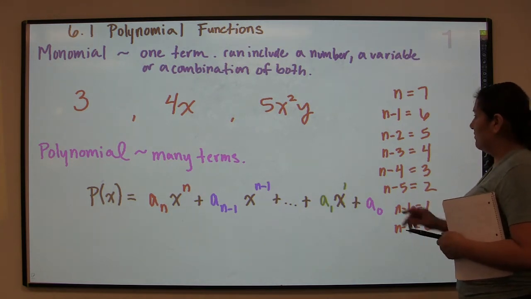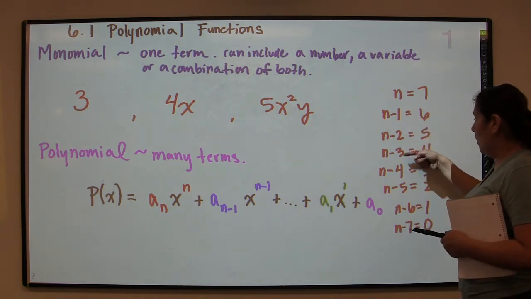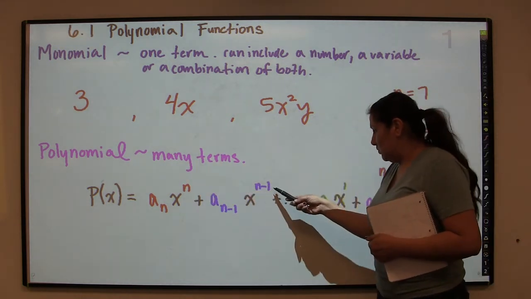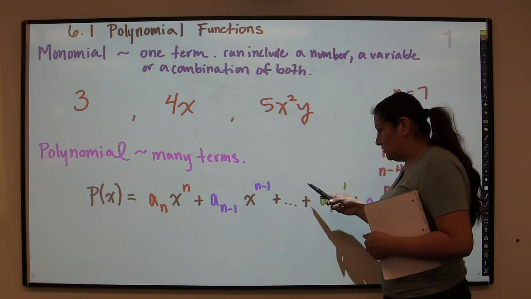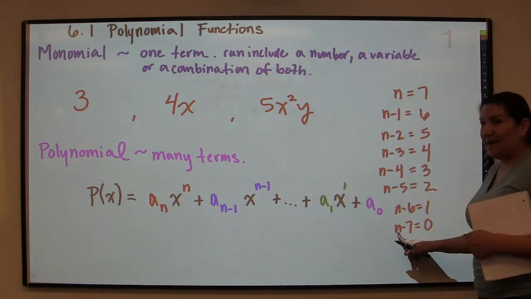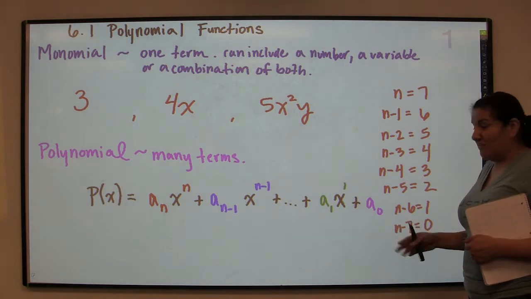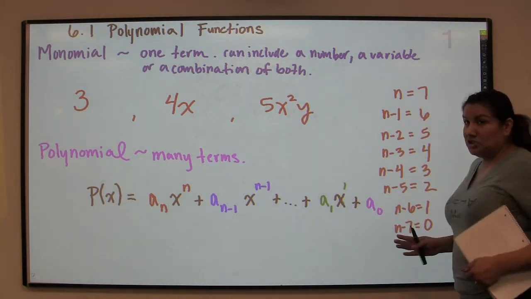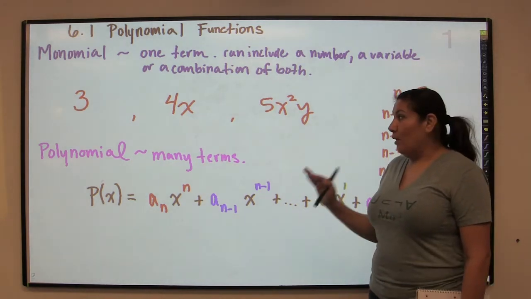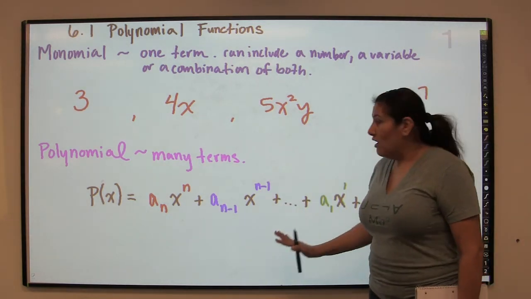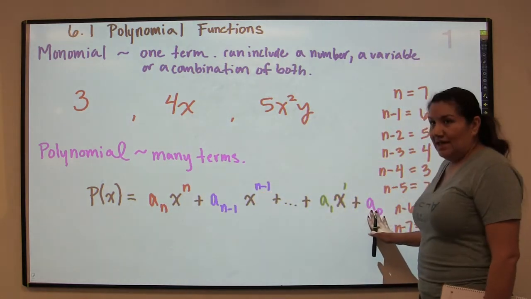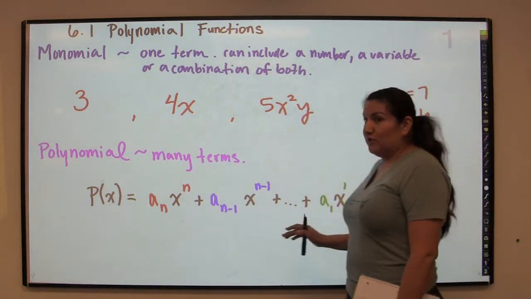In other words, the pattern is that you're subtracting one more each time. So this would be n minus 1, n minus 2, n minus 3, n minus 4, and eventually you would get down to n minus n. In other words, 7 minus 7, which would be 0. So, in a nutshell, if that was still confusing for you, all you really have to remember is that a polynomial should be in order from the largest exponent down to the smallest exponent. It doesn't matter about the coefficient.